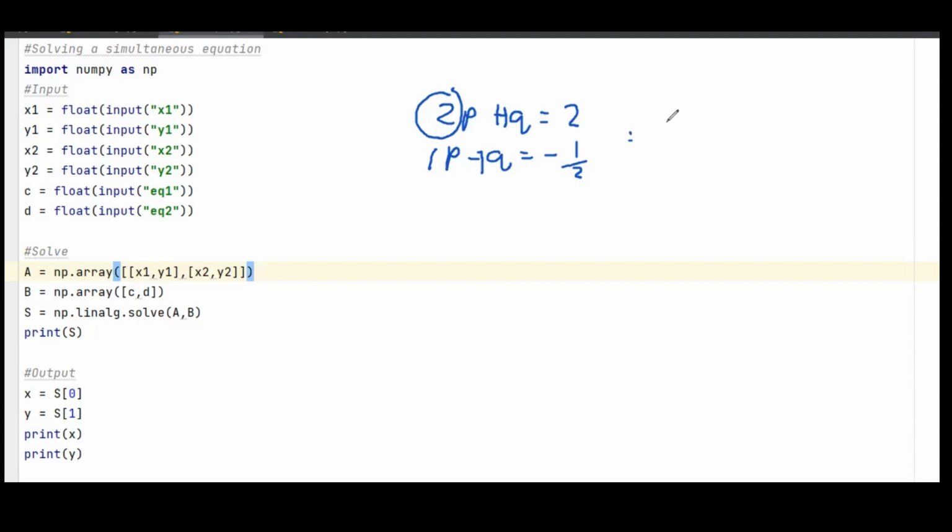The reason for that is if you look at this equation generally, it would be AP, P being your variable, A being your coefficient, plus BQ is equal to some form of constant C. And then similarly, DP plus EQ would equal F. So this is the general form, where A is your coefficient. In our case, A is 2, B would be 1, D would be 1, E would be minus 1, C would be 2, and F would be minus a half.